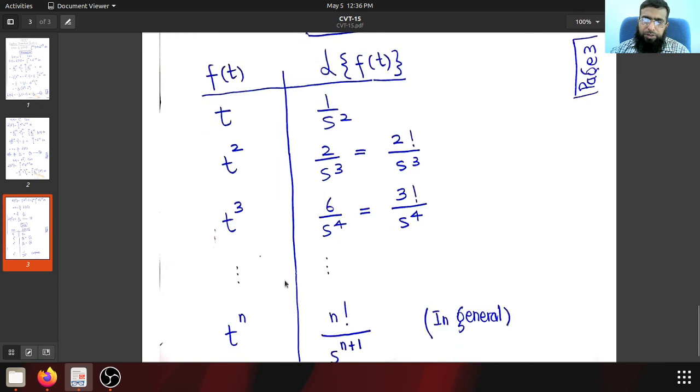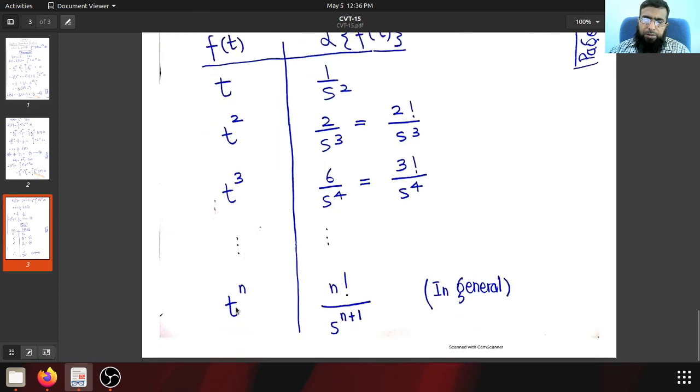So in general, t to the n is n factorial over s to the n plus 1. For example, t to the 4 would be 4 factorial over s to the 4 plus 1, s to the 5, and the Laplace transform of t to the 6 would be 6 factorial over s to the 7. And in general, the Laplace transform of t to the n is n factorial over s to the n plus 1.